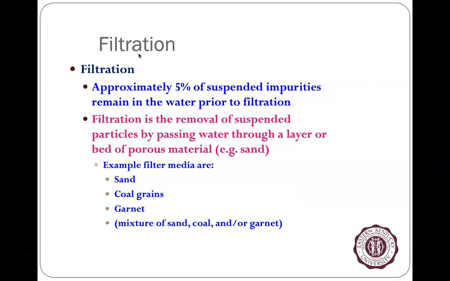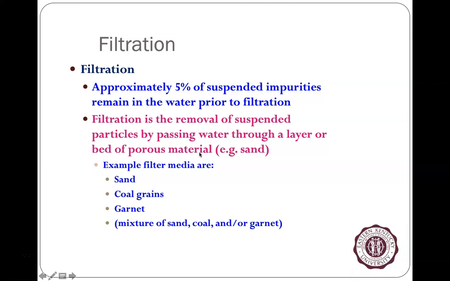Once we have removed the vast majority of the sediment and the vast majority of the turbidity from the water, approximately 5% of suspended impurities still remain in the water. Therefore, we have to remove that as well, and that's when we use filtration. Filtration is the movement of the water through porous material so that we can remove suspended particles. So we're removing suspended particles by passing the water through a layer of porous material, like sand.